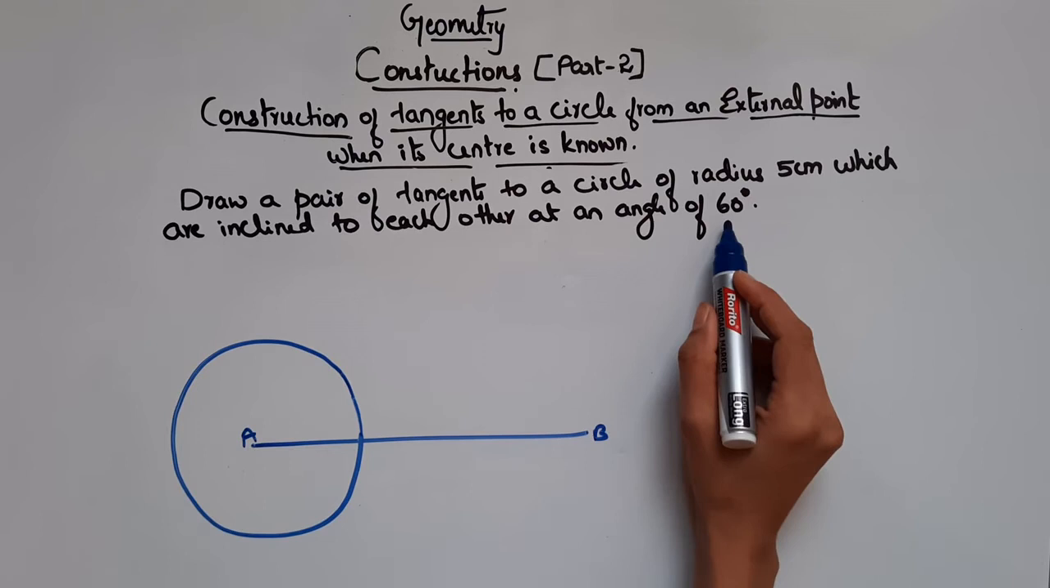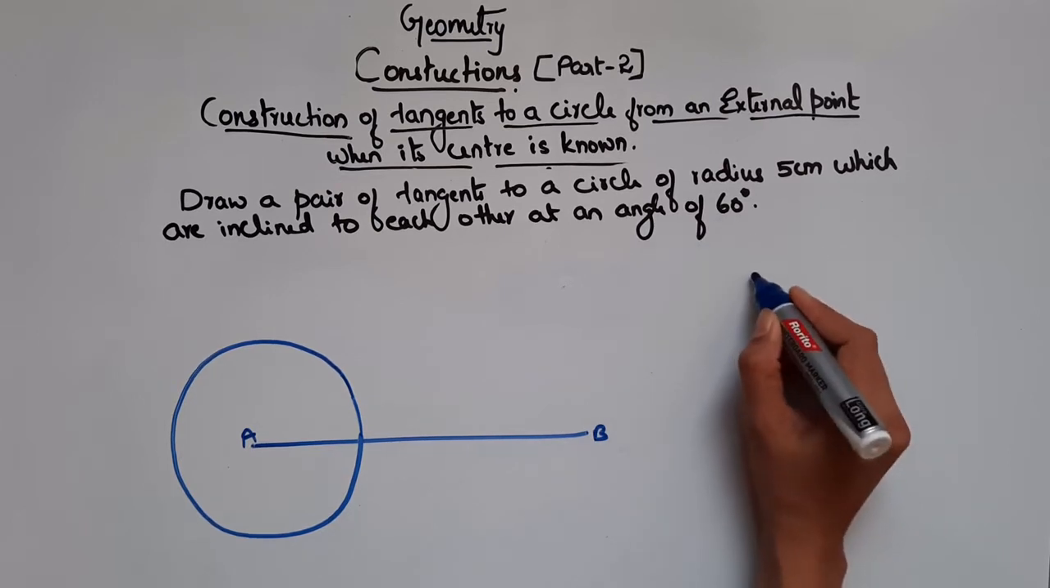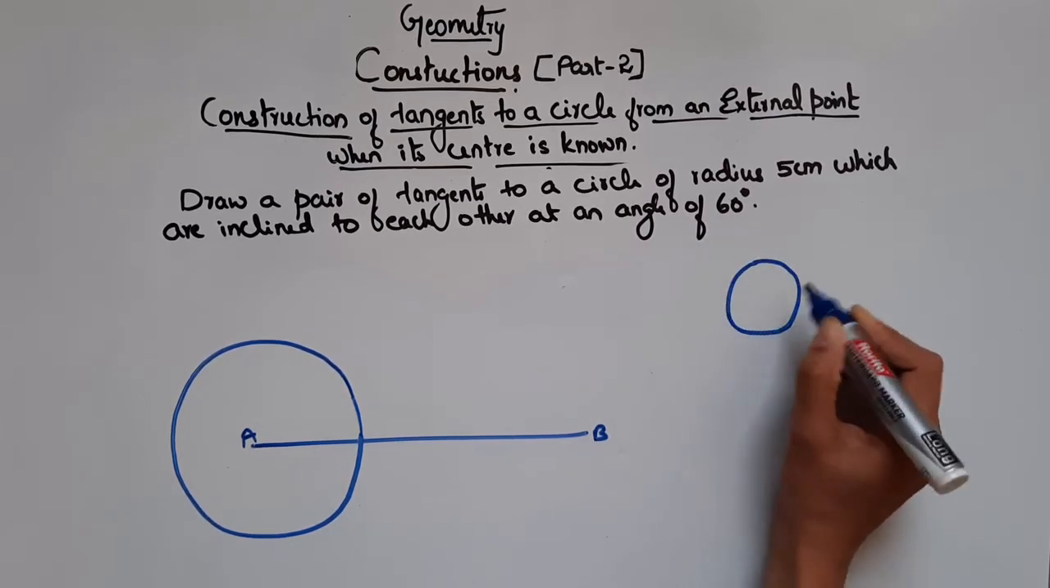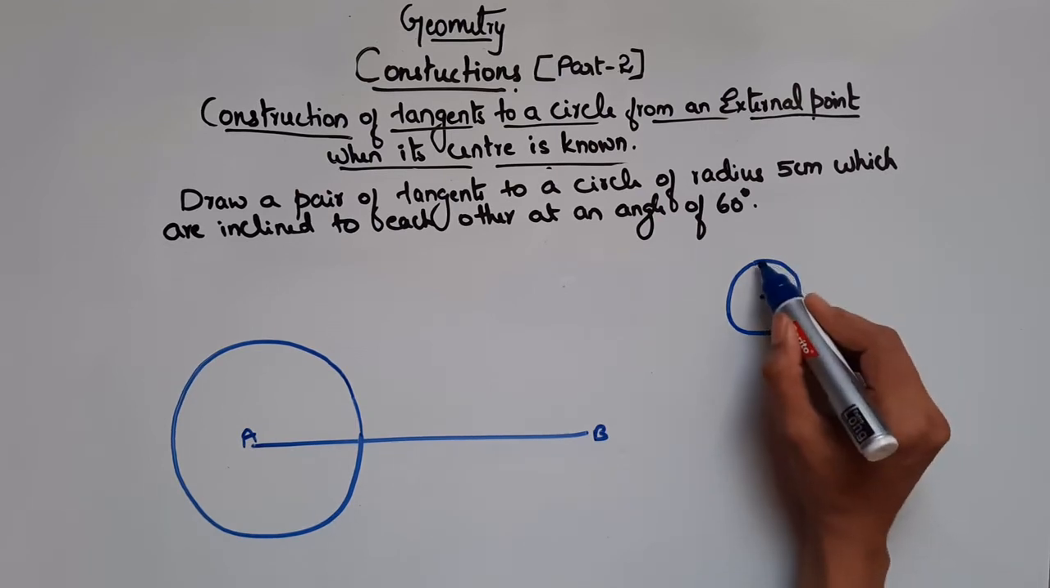So here you have to understand that we want the angle between the tangents to be 60 degrees. So let me draw here roughly. So you have a circle. Let's consider a circle. This is the center. We have two tangents here.